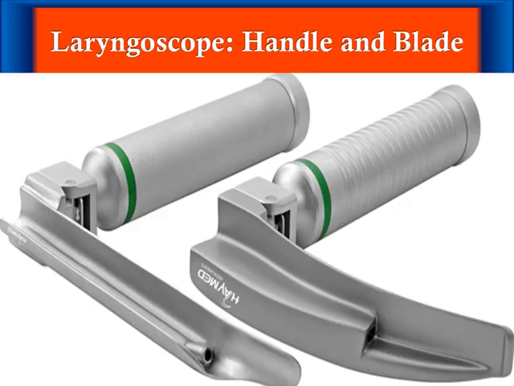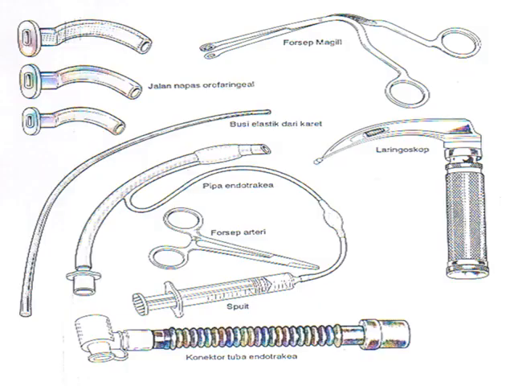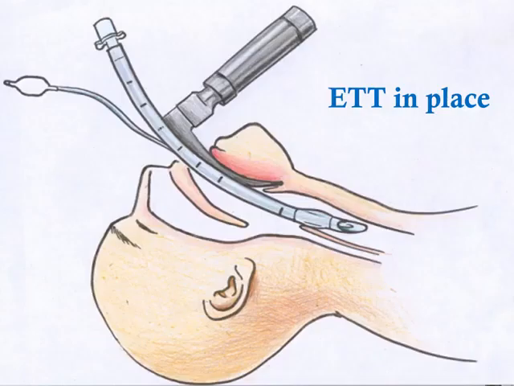To insert an endotracheal tube, we have to use many adjuncts. First of all, the laryngoscope. The laryngoscope has different sizes with different shapes of blades. It consists of a handle and a blade, and the blade has a light source. Also, for insertion of the endotracheal tube, we need different sizes of tube, Magill forceps, oropharyngeal airway, artery forceps, and a syringe. This is the endotracheal tube in place.